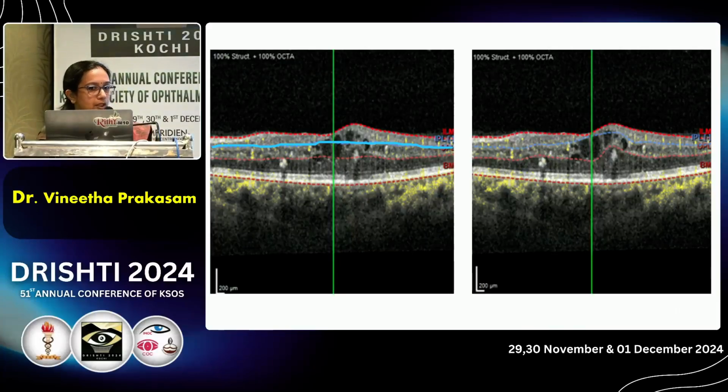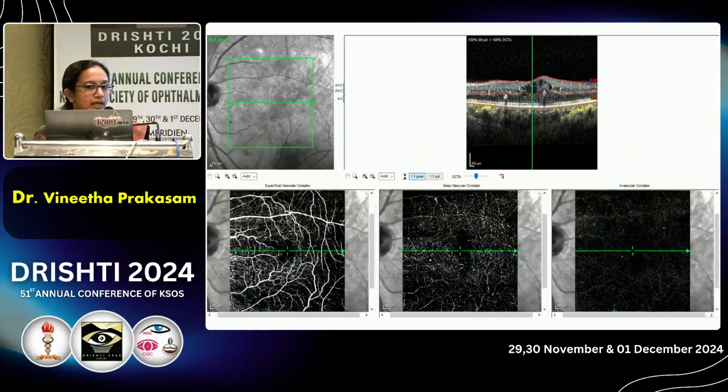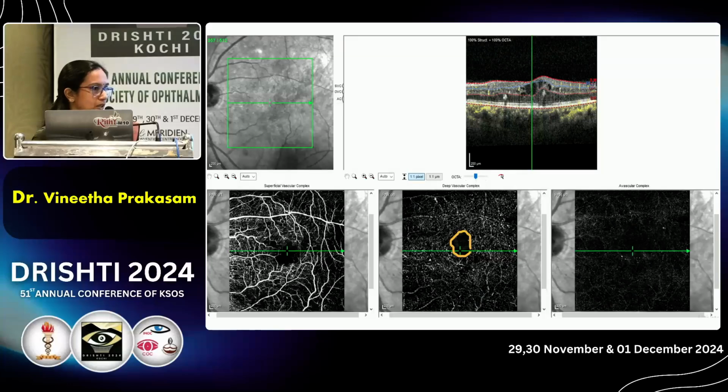Now, in the left side picture, you can see the blue line corresponds to the automated segmentation generated by the machine. You can see that it is cutting through the cyst. It is not correctly aligned along the inner plexiform layer. In the other picture, you can see we've manually segmented and aligned it along the inner plexiform layer. The difference it makes is, this is the OCTA image that is generated by the first segmentation. The foveal avascular zone in the deep capillary plexus is what I've shown. After manual segmentation, there is a considerable decrease in the foveolar vascular zone. So that helps us to correct some of the errors that are caused by segmentation.